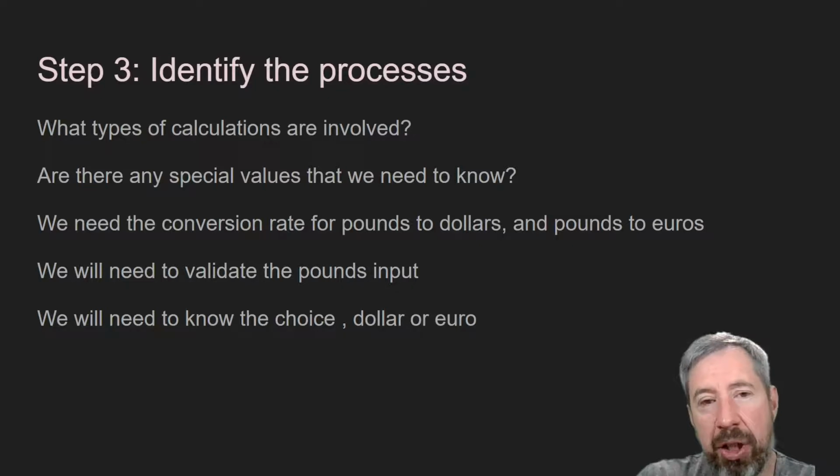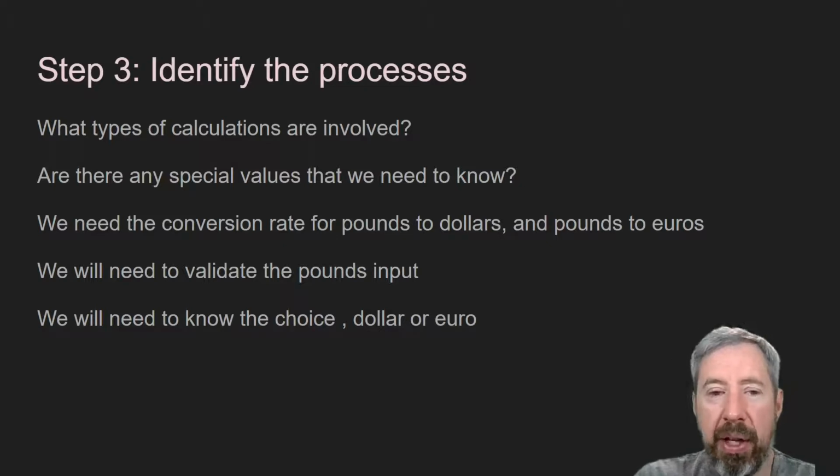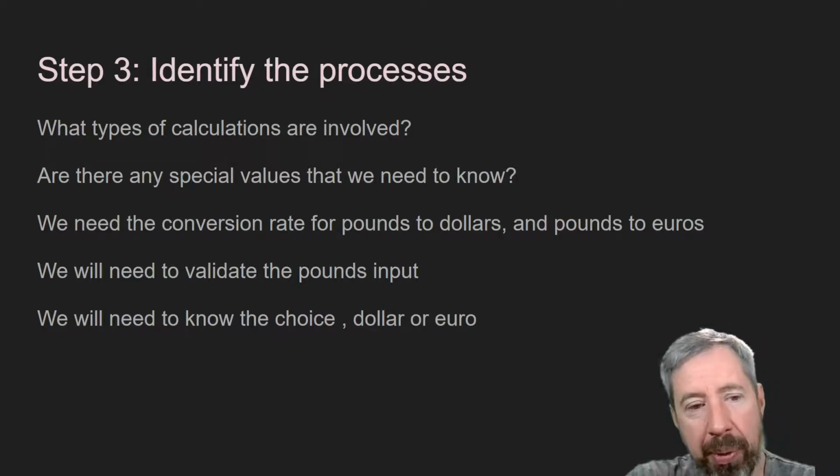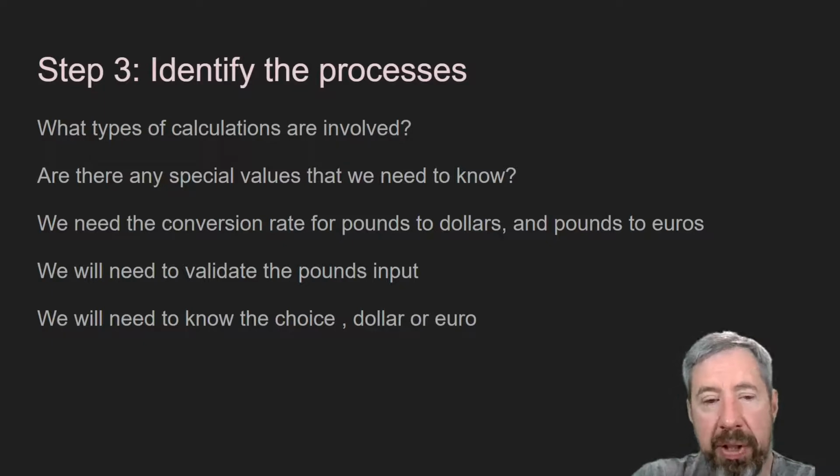We then need to check the user has input a valid number. What if they type a letter in, or if they type a pound sign in, or they type an invalid number with two decimal places, two dots? What if they type something invalid in? Then we can't convert it, and we need to tell the user it's not a valid input. We also need to get this choice of either euros or dollars.